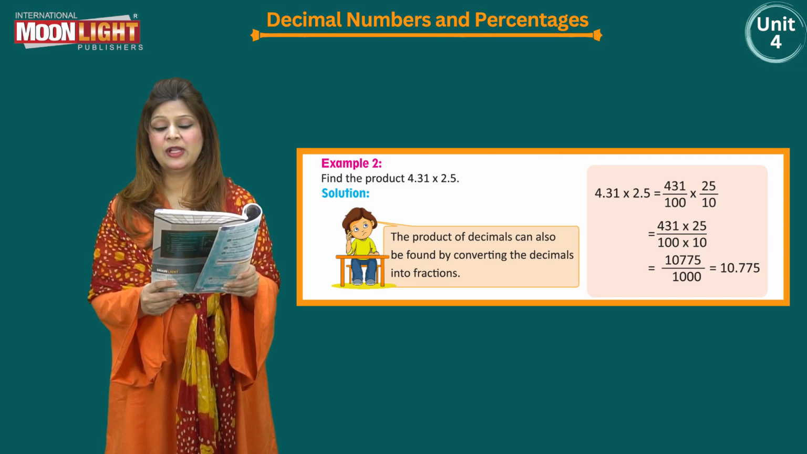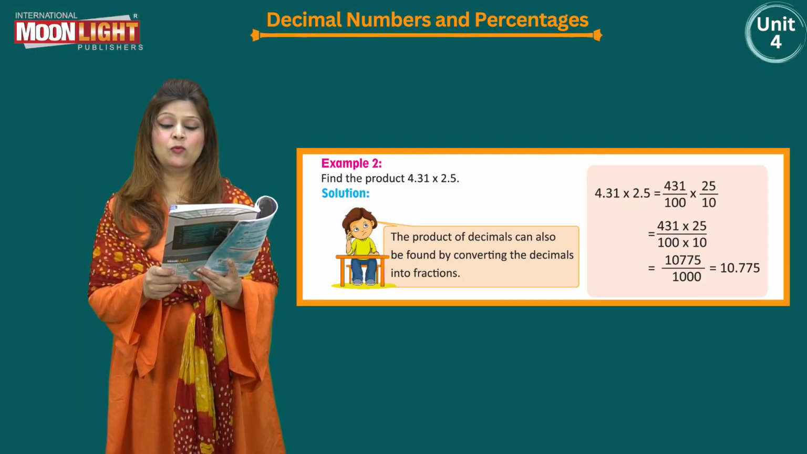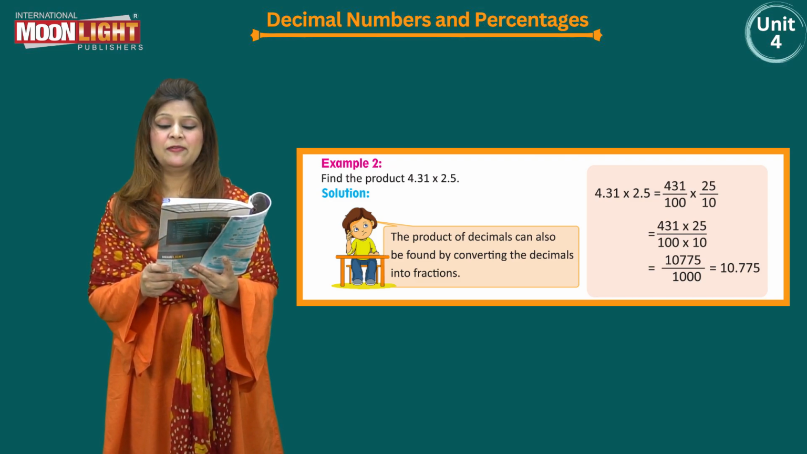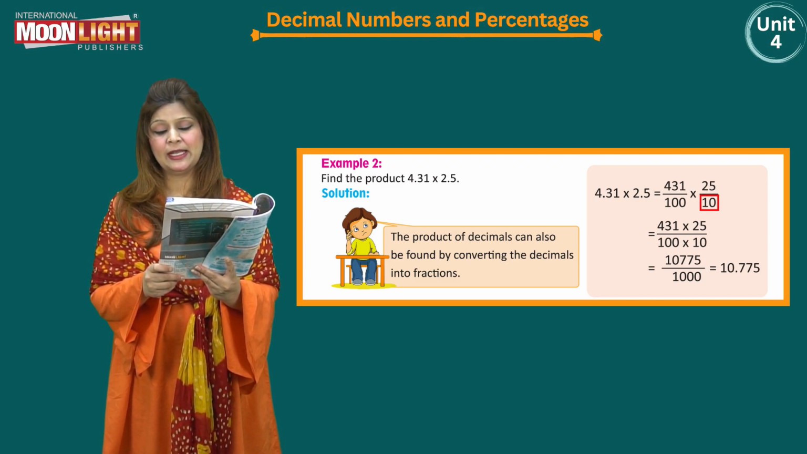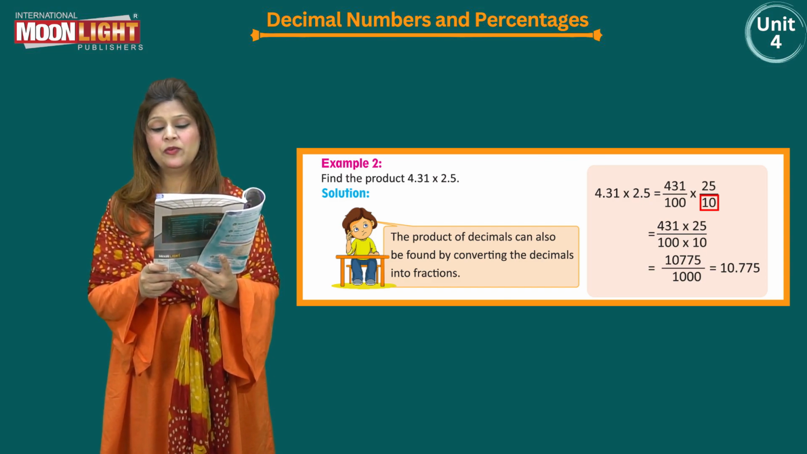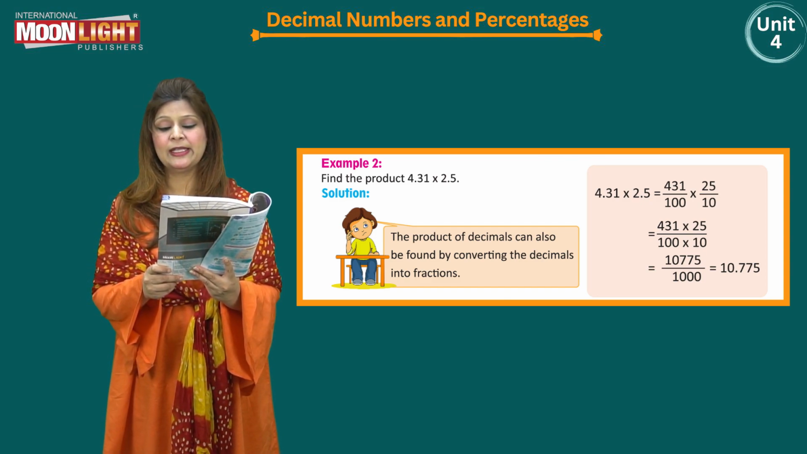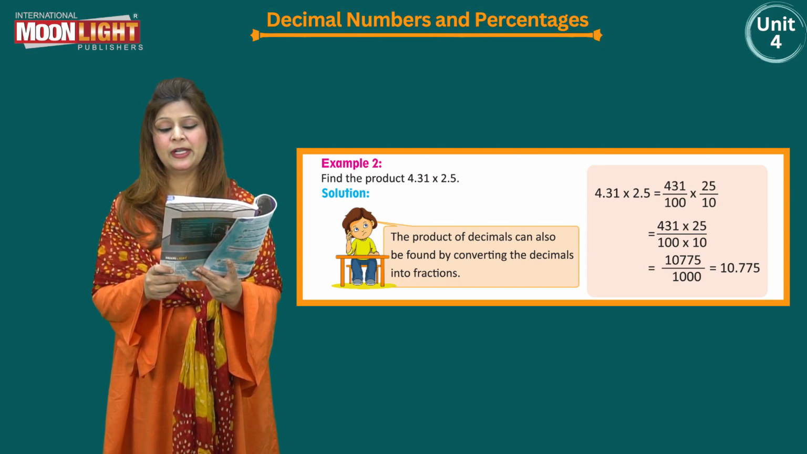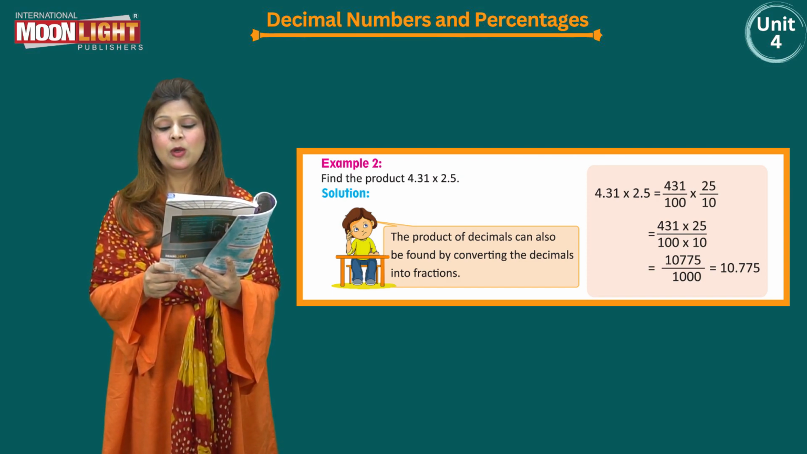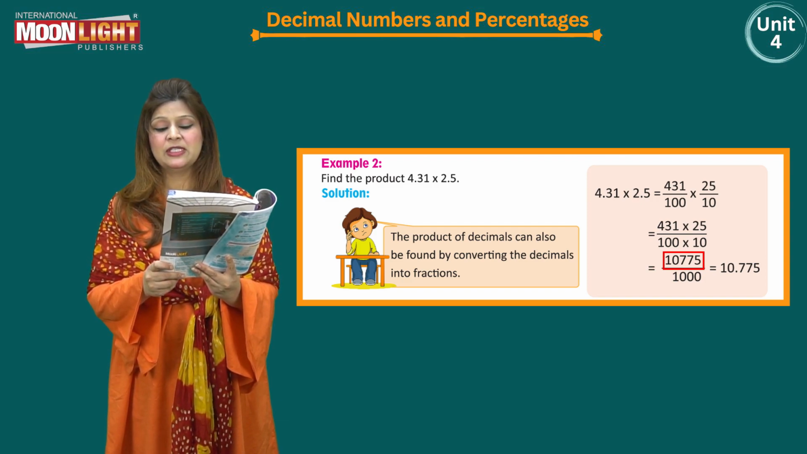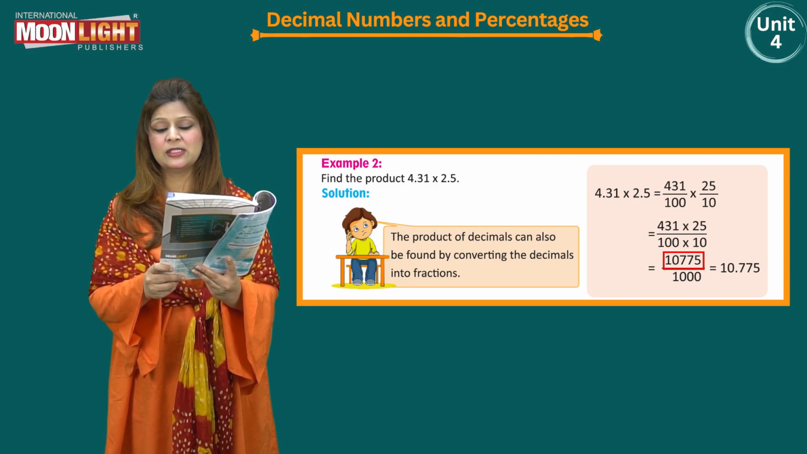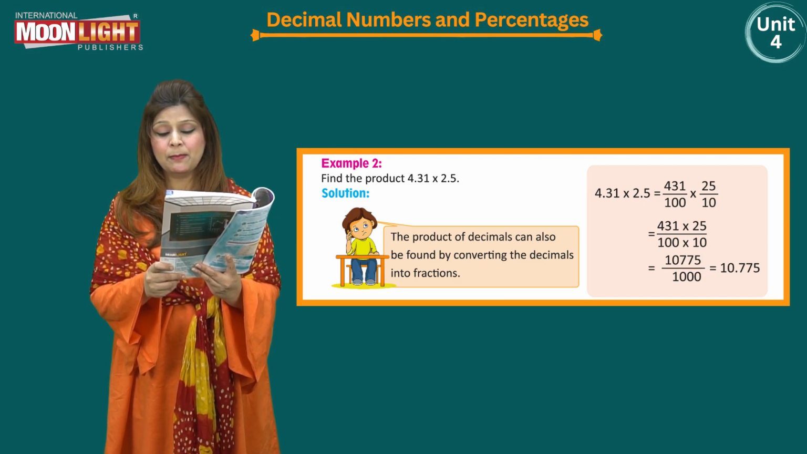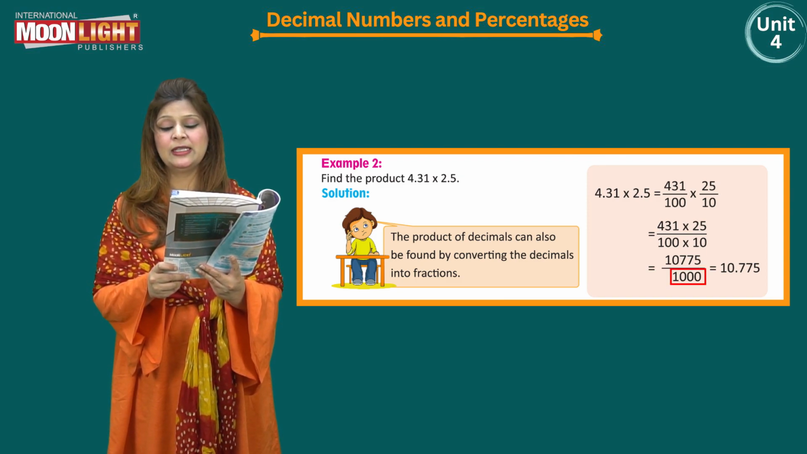For the next number we will have, after decimal point we have 1 decimal place. So that is why we will have what in the denominator? 10 in the denominator. So right now we are going to multiply the numerators together and then denominators together. We are going to have the final answer by multiplying 431 by 25. We have 10775. That is 10,775. By multiplying 100 by 10, we will have 1,000 in the denominator.